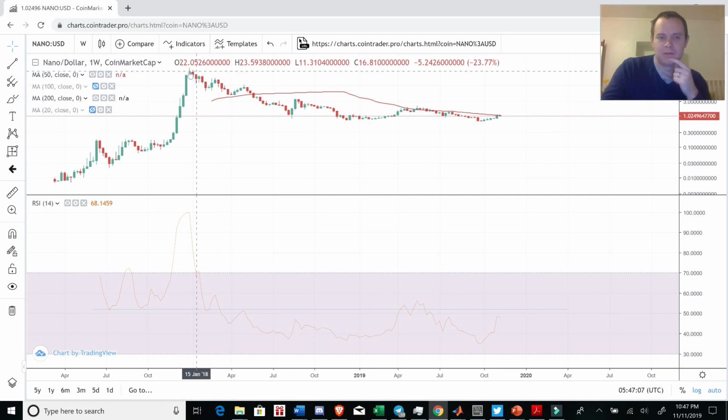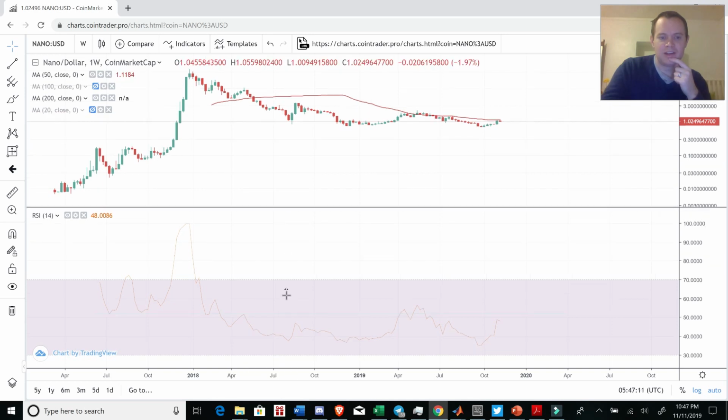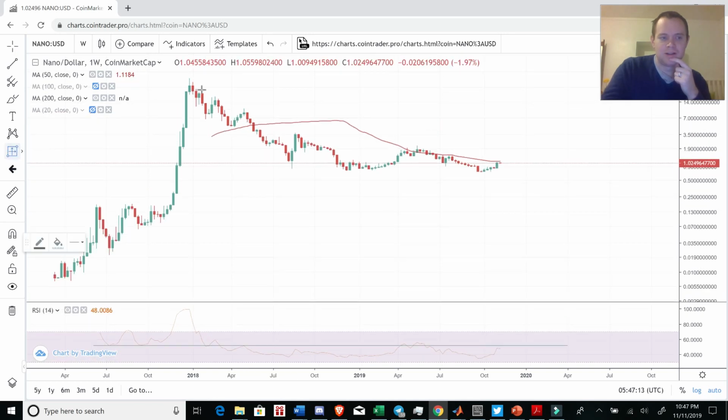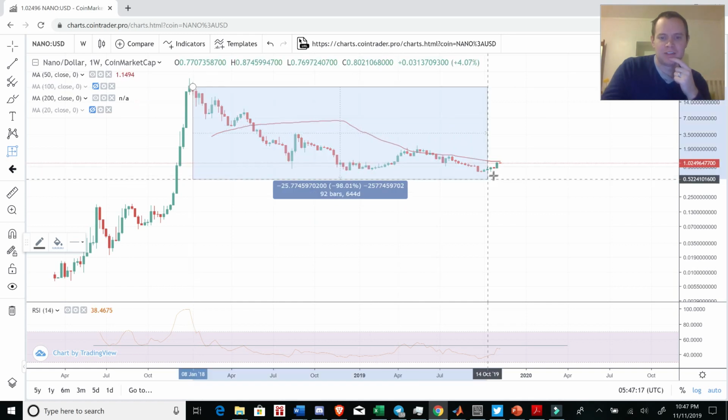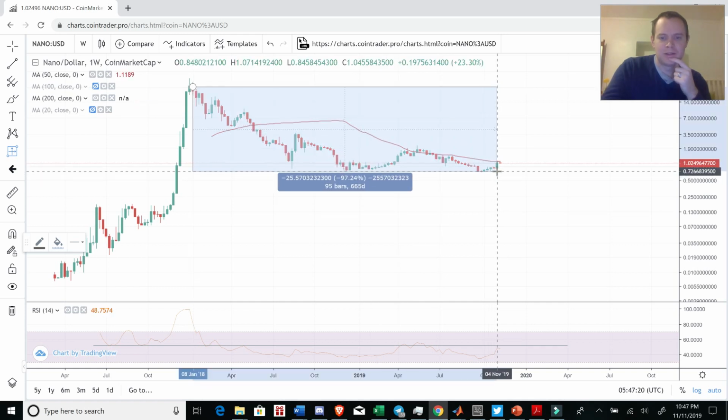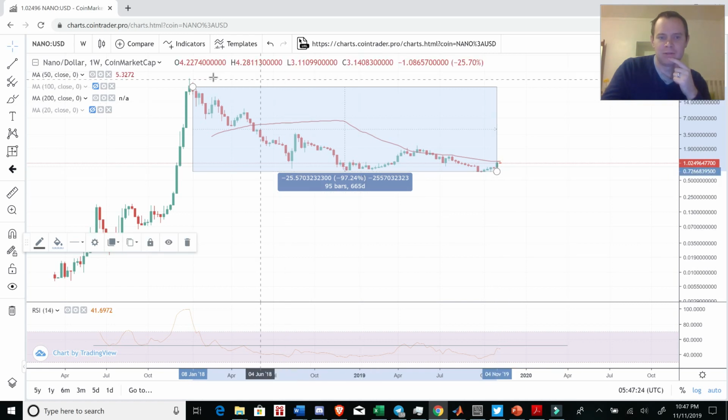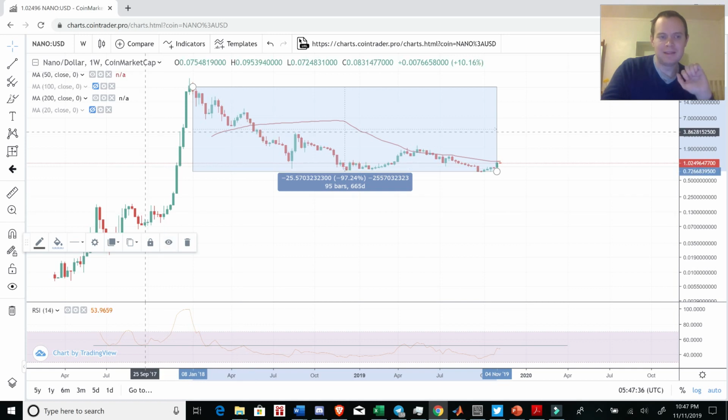So, if we just take a measured move here, this is one thing I know we don't really like to look at, but if we just take a measured move to where we currently are, Nano is negative 97% from the peak. Okay? It's ridiculous to compare it to something like this. This money that came in here is dumb money, pure and simple. You don't measure an asset based on a mania phase.